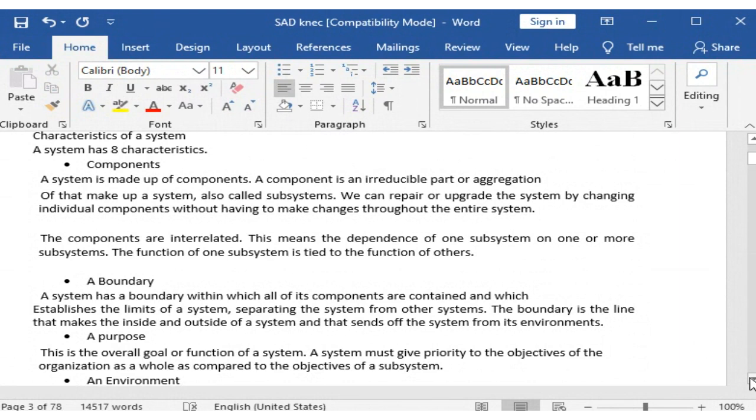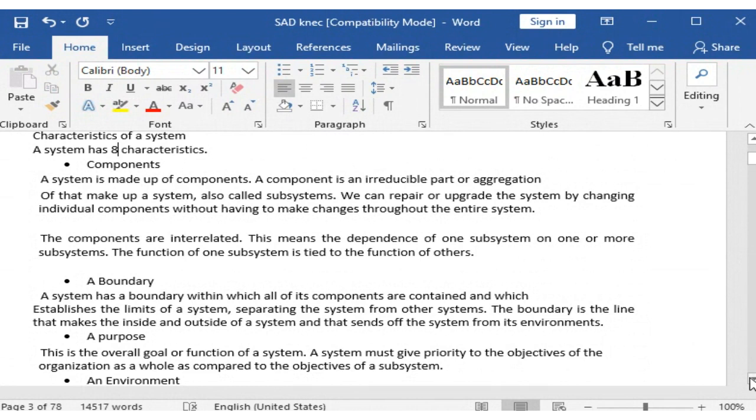without having to make changes throughout the entire system.